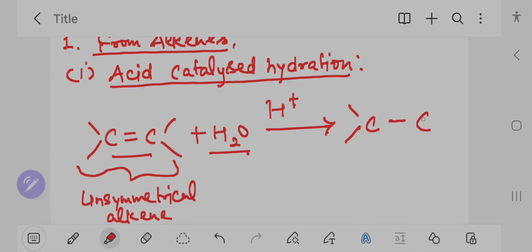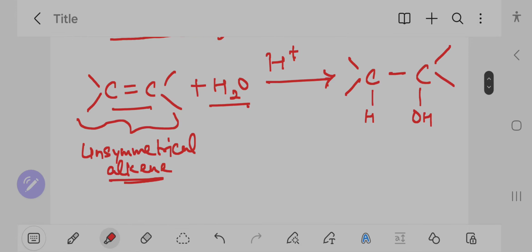Here, if we add water to an alkene, the alkene will break its double bond and the water molecule will attach to it. It is an addition reaction in which one part, that is the negative part, will attach at one carbon and the other part, that is the H positive ion, will attach on the other end.